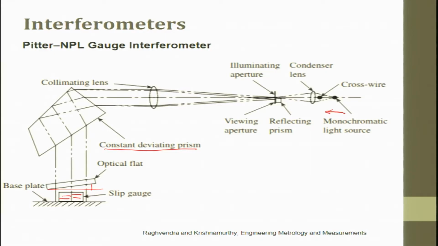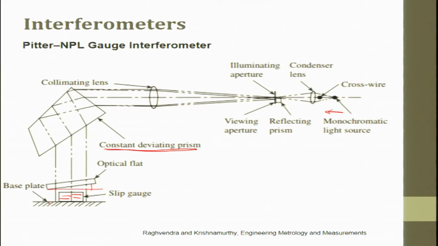The light goes from here, gets condensed through this condensing lens, then passes through a reflecting prism, then a small viewing aperture. Through this viewing aperture the light goes further, then there is a condensing lens, and here a collimating lens. Then the light hits and bends at an angle. For that we use a constant deviating prism. After this there is again a bending of the light.